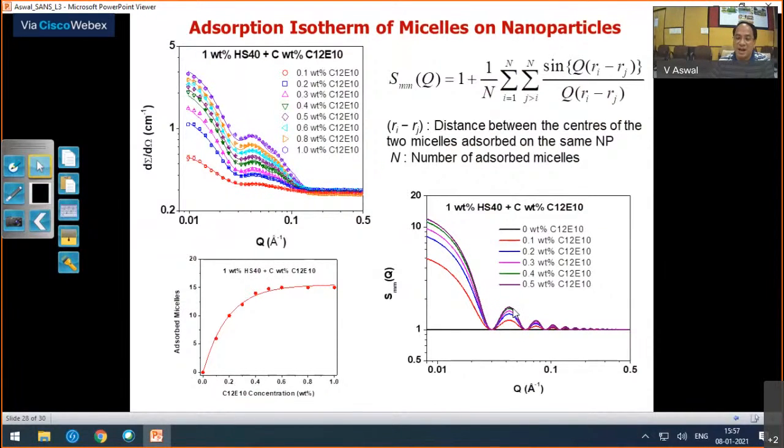So what happens? Unlike the concentration effect in solutions, where distance is important, in this case, when these micelles are getting adsorbed at the surfaces of the nanoparticles, the structure factor is decided by the excluded volume effect. So if you already have one micelle on the particle, other micelles cannot come. So what matters now is the diameter of the micelle and the diameter of the nanoparticle.